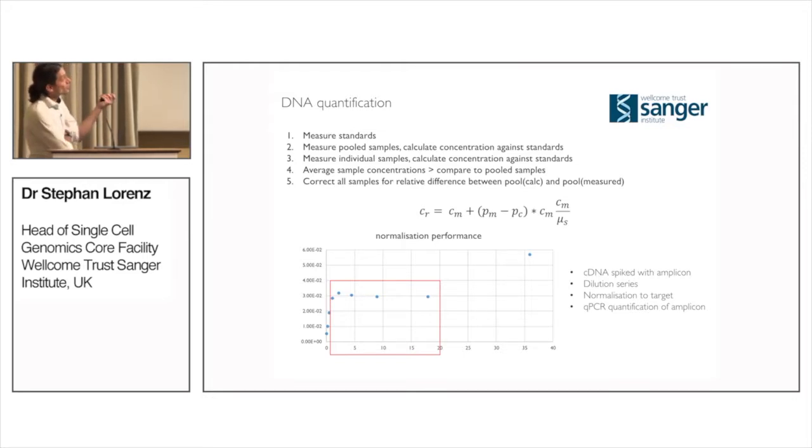And then all that we do is basically correct our samples for the relative difference between the calculated pool concentration and the measured pool concentration using this formula. So your real sample concentration is your measured sample concentration plus the difference of your measured pool and your calculated pool, weighted by the measured concentration multiplied by the measured concentration divided by the average of all samples.